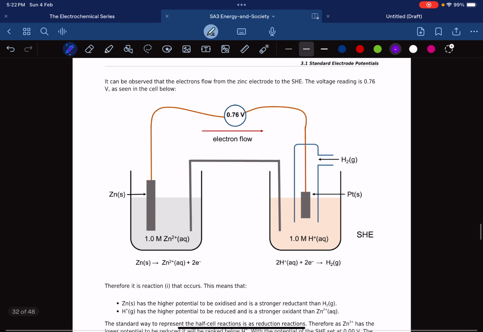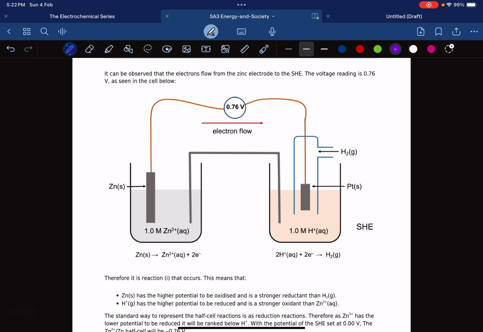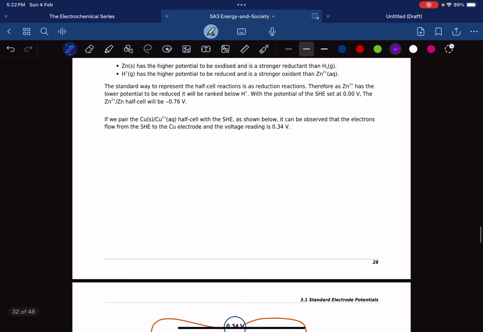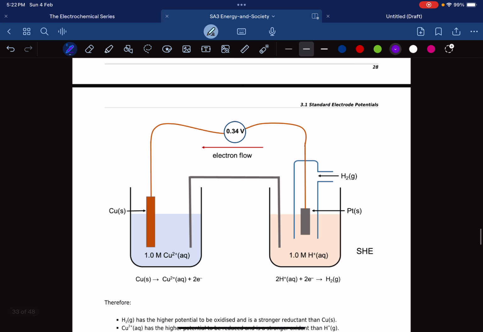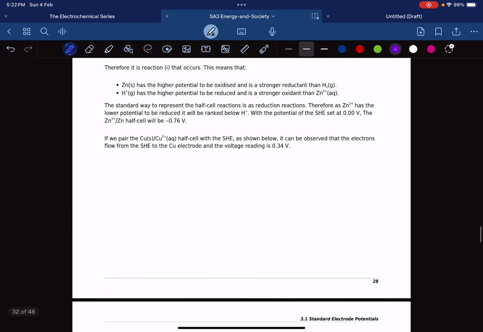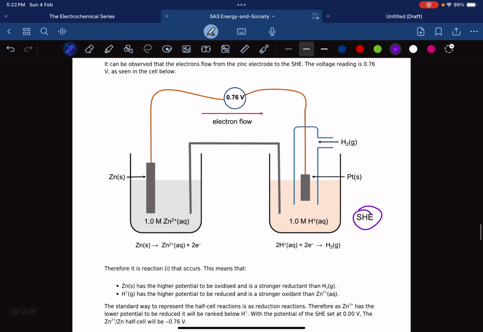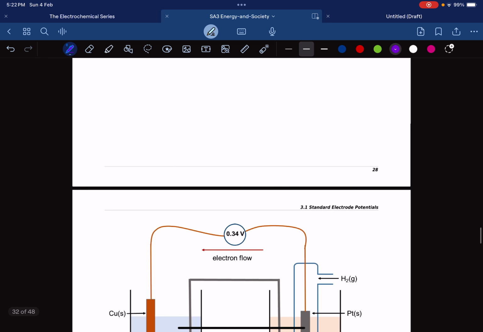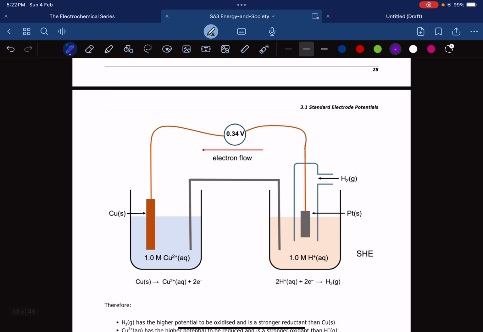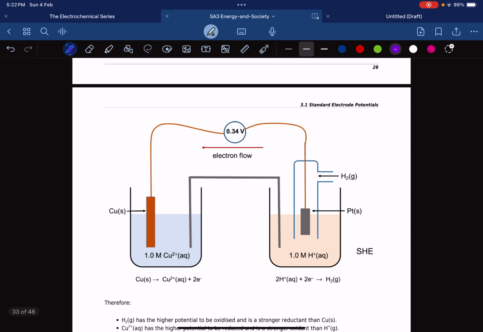So what will happen is, you see in all of these cases here, the value for zinc is obtained by comparing it with hydrogen. So SHE here, standard hydrogen electrode. Every single value, like in the case of copper, is also compared with this. In this case, you see electrons are flowing from zinc to hydrogen, 0.76. Here it is from hydrogen to copper, 0.34.